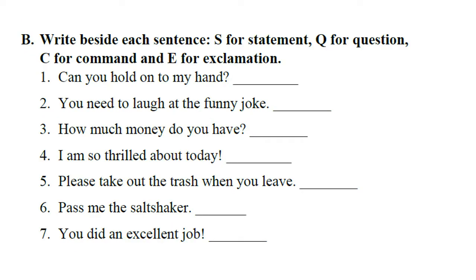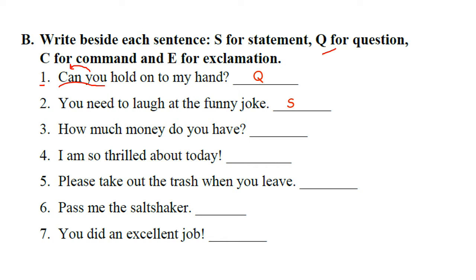Now, right beside each sentence, write S for statement, Q for question, C for command, and E for exclamation. Number 1, can you hold on to my hand? I'm asking here, can you? When I reverse these two words, like first it was you can, but then I made it can you, this is how I make questions from sentences. So this one, can you hold on to my hand? I can say this is a question because it ends with a question mark and it also begins with a question word.